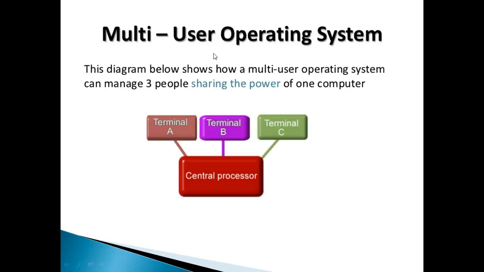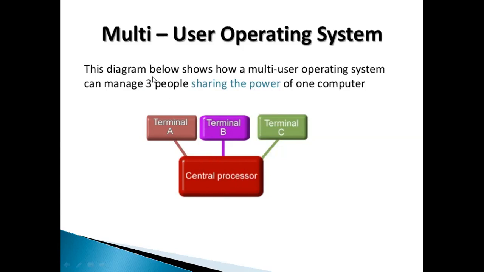Then comes the second one, the multi-user operating system. Now there are many operating systems which start with multi, so you have to check what word comes with multi. For example, here you have multi-user, so naturally users are many. Look at this diagram: you have terminal A, terminal B, terminal C. Terminal means nothing but the users. So there are different users, but the processor here is one.